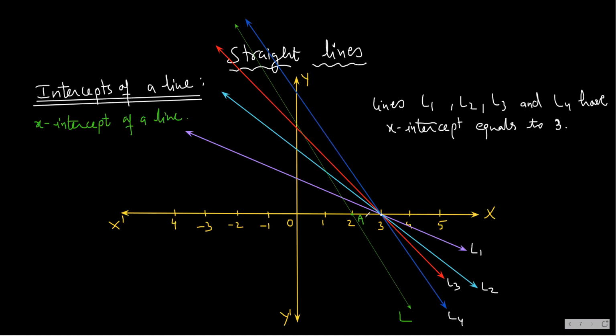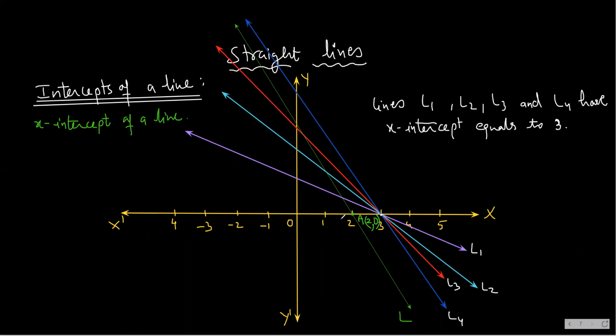Now I will write the coordinates of point A. What are the coordinates of point A? See students, the y coordinate of point A is 0. This point, since it is on x-axis, the y coordinate is 0. And what is the x coordinate of this point? It is 2. So I understand that x-intercept of line L is 2. Also, the x-coordinate of the point where the line meets x-axis is 2.